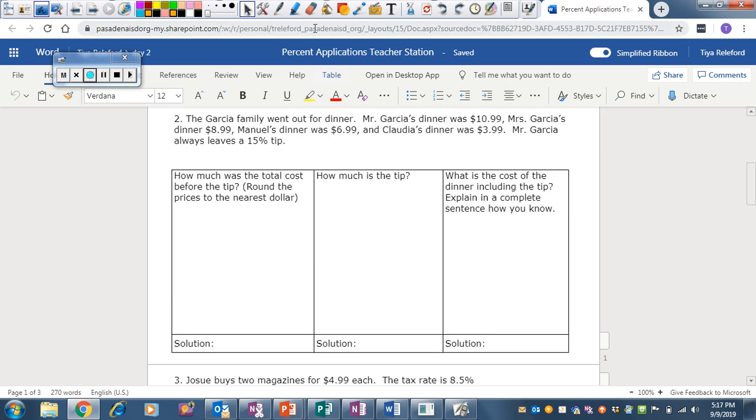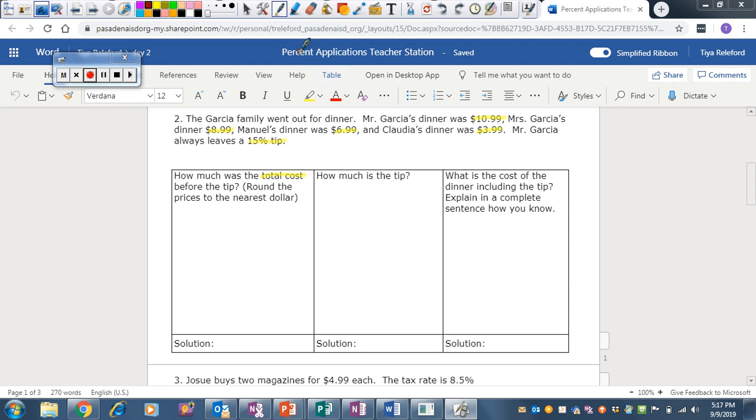Okay, so if you're on number 2, you finished number 1. The Garcia family went out for dinner. Mr. Garcia's dinner was $10.99. Mrs. Garcia's dinner was $8.99. Manuel's dinner was $6.99, and Claudia's dinner was $3.99. Mr. Garcia always leaves a 15% tip. Your first question is how much is the total cost before the tip?